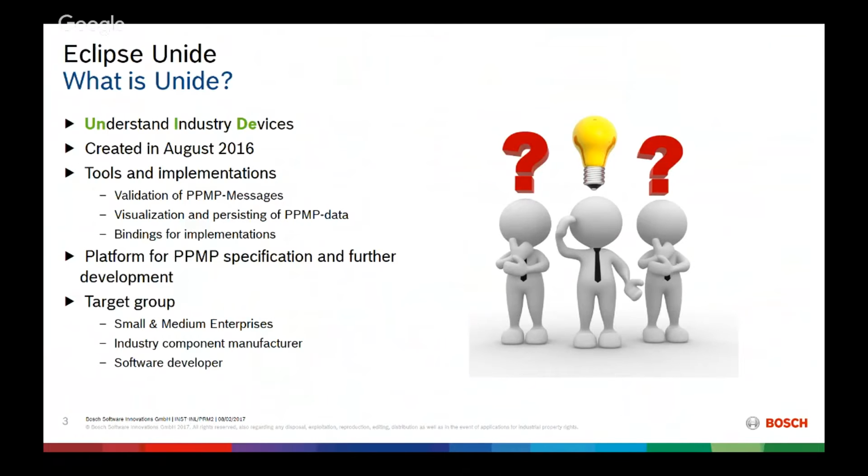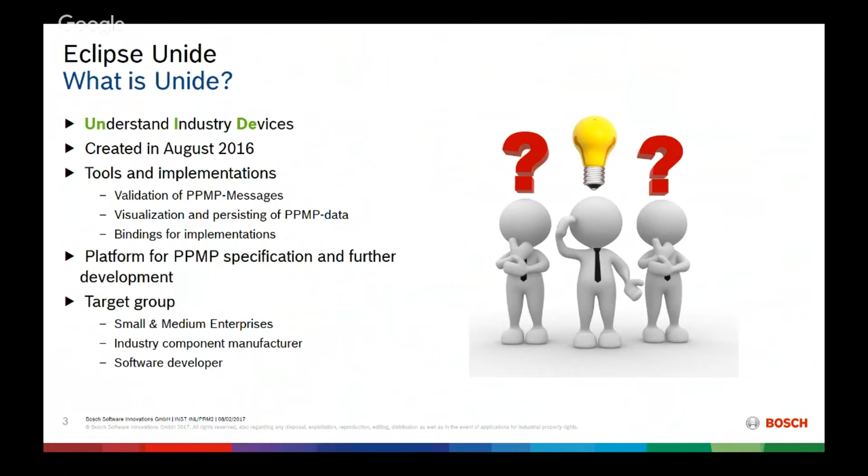We want to provide some tools and implementations, for instance, to validate PPMP messages. So you can check if the structure of the message you want to send in PPMP format is valid against the schema given by PPMP. We also want to visualize and maybe persist some PPMP data that you send, to have a quick feedback of the data you get out of your components, and we want to provide some bindings for simple implementations with PPMP.